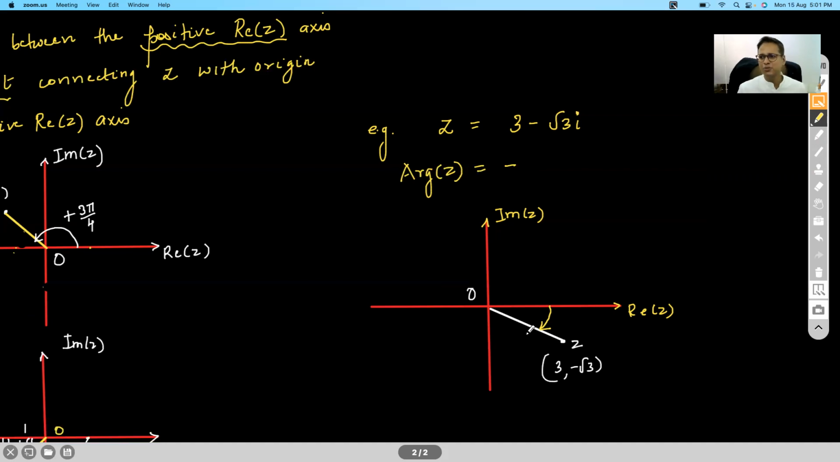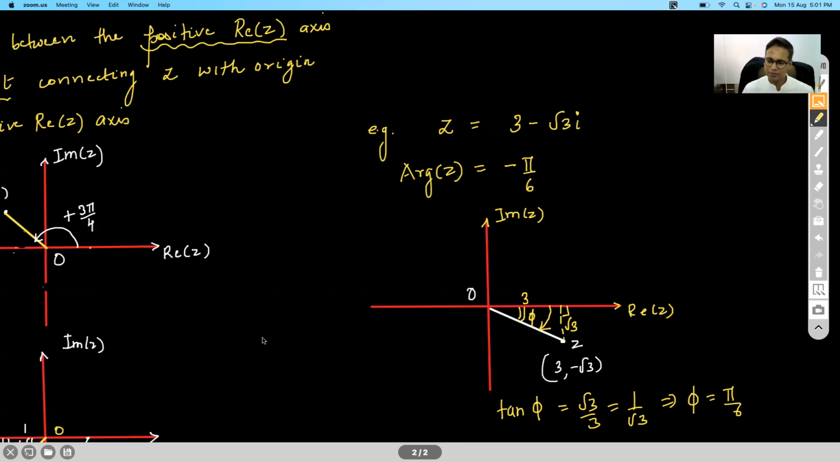And by how much have you moved? For that, think as if there is a triangle given to you whose base is 3 and opposite side is root 3. So how much is this angle's magnitude? Let's call this angle phi for the time being. So what is tan of phi? Tan of phi is root 3 by 3, which is 1 by root 3. So phi as an angle is 30 degrees or pi by 6. So the answer to this question is minus pi by 6. Is this fine? Any questions?